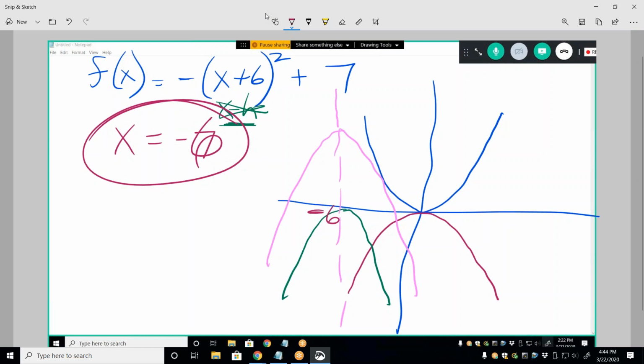The horizontal shift was only 6 units. The vertical shift didn't affect the axis of symmetry. So going up 7 didn't matter. So the answer is false if they're saying x equals minus 7. X equals minus 6 is the axis of symmetry. Okay.